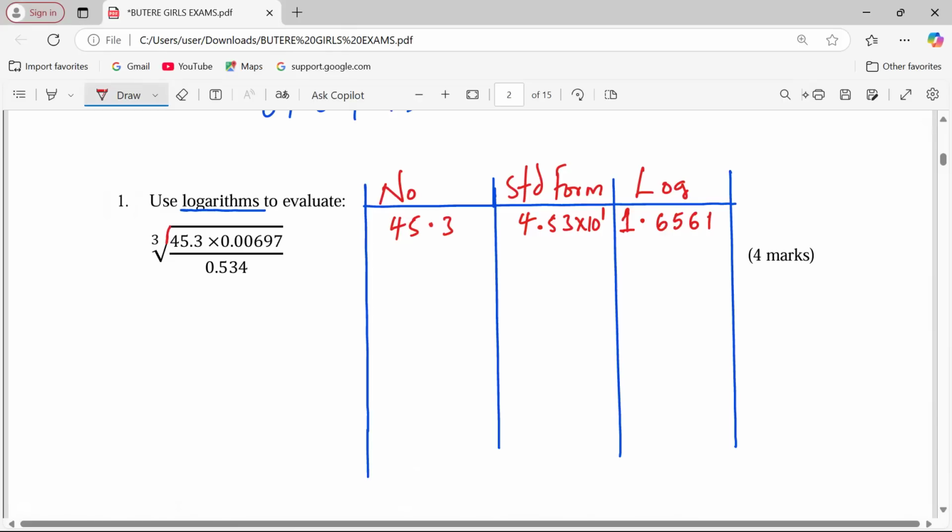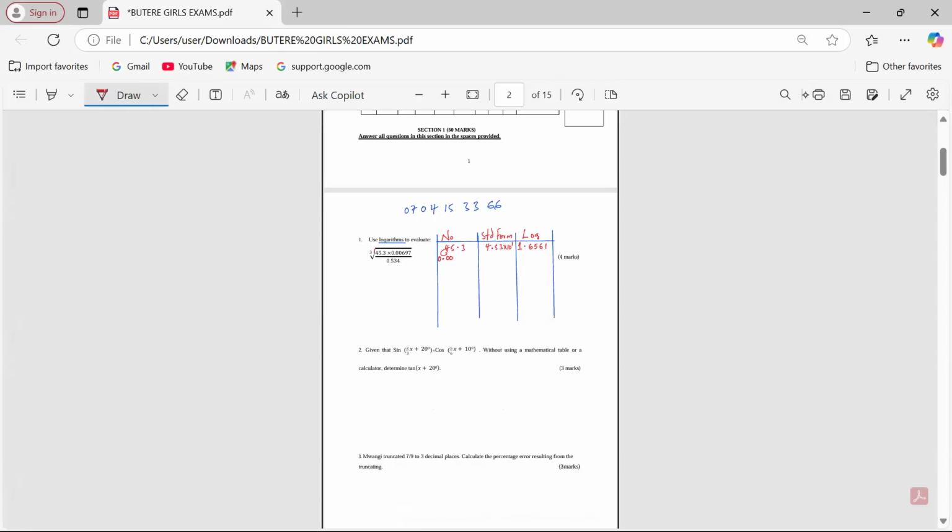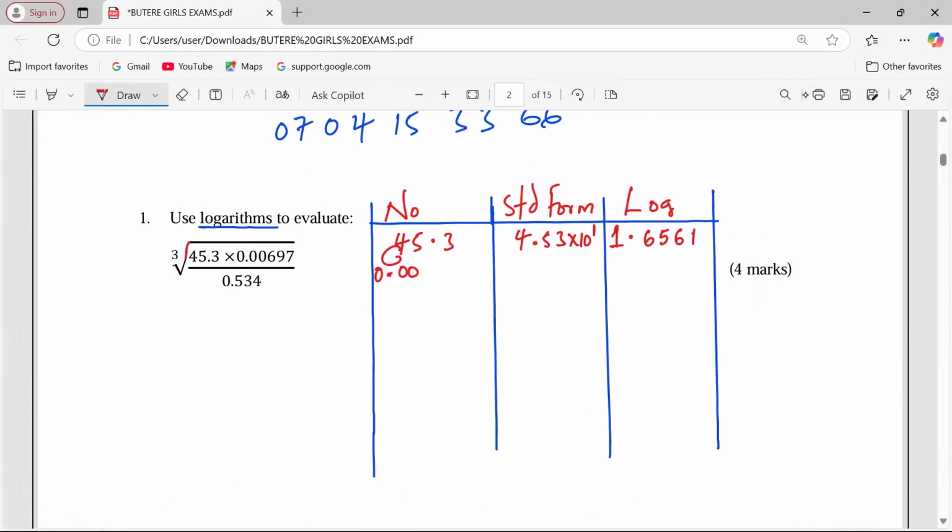The second one is 0.00697. So we are having now 6.97 times 10 raised to the power of, now let's look at this power. We are moving 1, 2, 3 times. So -3. So now the logarithm for this number shall be bar 3 point.